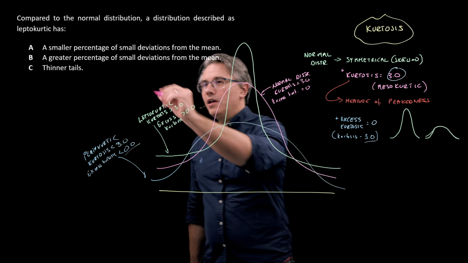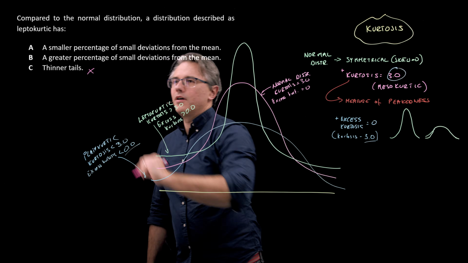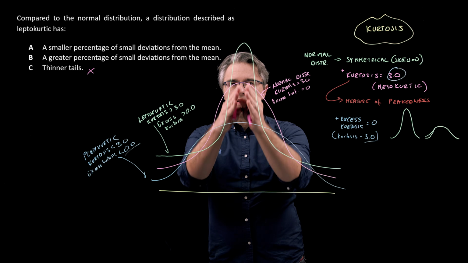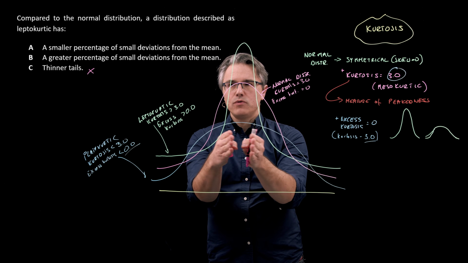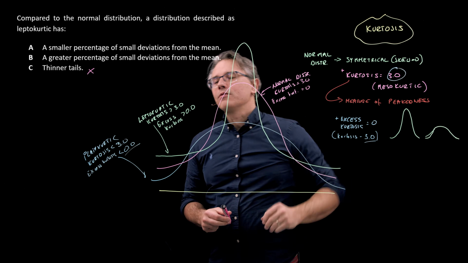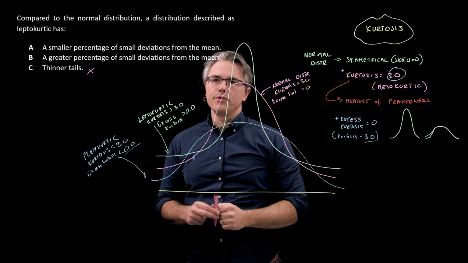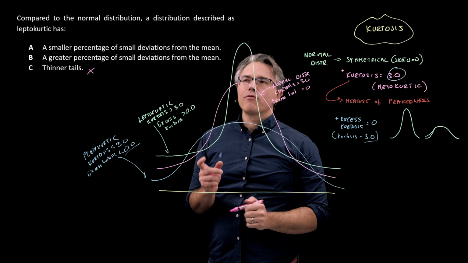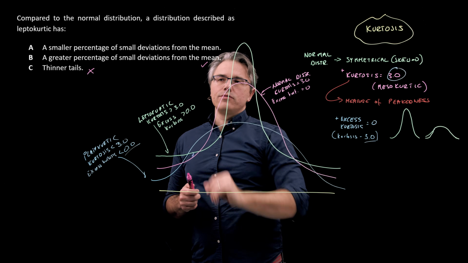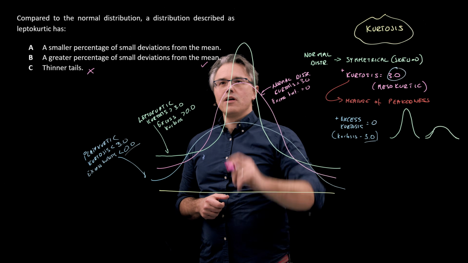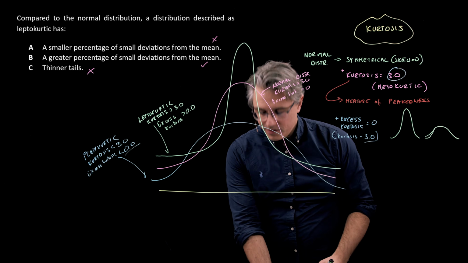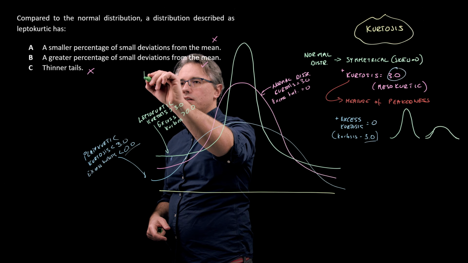C, thinner tails. Well, I can eliminate C straight away. What about the small deviations from the mean? Well, you can see in the middle here, where we have small deviations from the center, there is more volume in the green distribution, the leptokurtic one, meaning there is a greater percentage of small deviations from the mean relative to what the normal distribution would show us, not a smaller percentage of small deviations from the mean. So this is absolutely 100% in line with answer B.